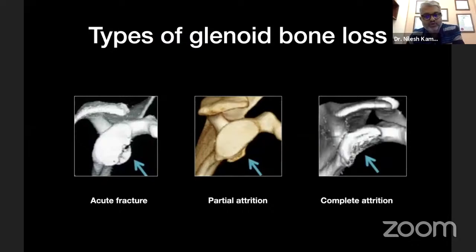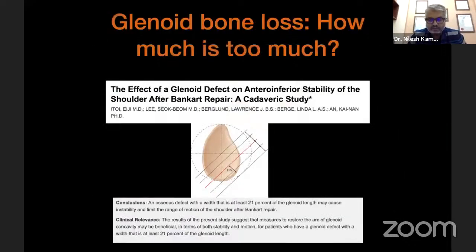If you look at this bone loss, it's not a single pattern. In an acute scenario, it could literally be an acute fracture, which still quantifies as traumatic bone loss. It could be partial attrition, where Sugaya has shown that if you incorporate this fragment, it might still unite to the native glenoid and may prevent further instability, or it may be complete attrition. So identification of the pattern of bone loss is also extremely important. But the holy grail, which is yet to be found, is how much is too much.